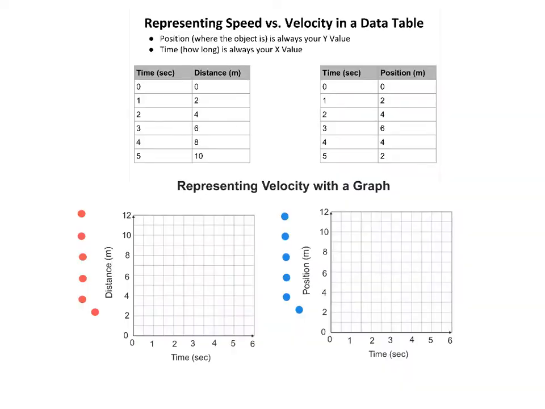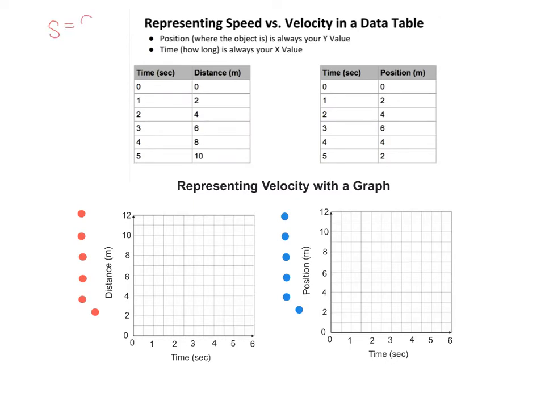I think the best way that I can explain the difference between speed and velocity to you is to show you a data table and a graph that represent the speed of an object's motion, and then show you a data table and a graph that represent the exact same motion but with velocity. So I also promised you in the last lesson that I would show you how to calculate instantaneous speed.